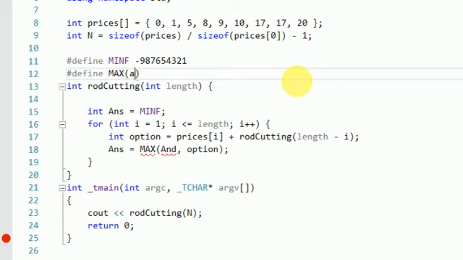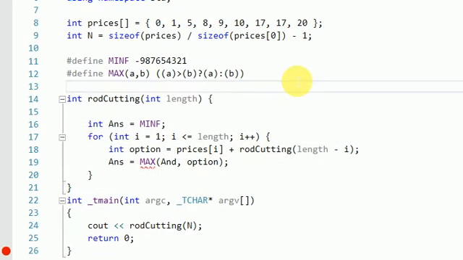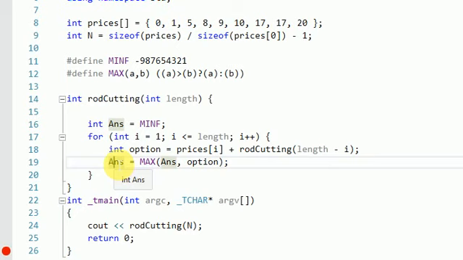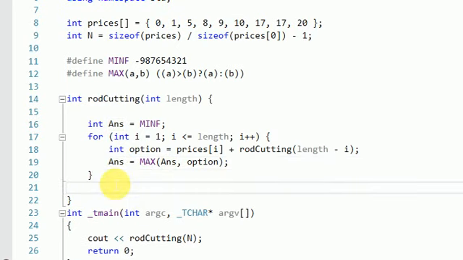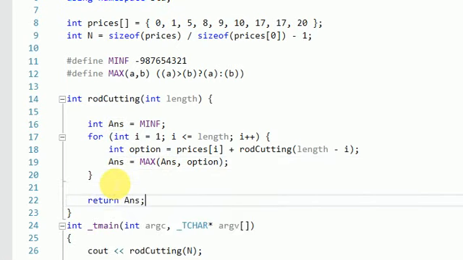Now let's define one ternary operator, a greater than b, a colon b. Whichever of these two options is bigger will be returned. So for every state there is an answer. You are comparing that answer with the minus infinity, storing that particular answer, and then returning it. Return that answer.